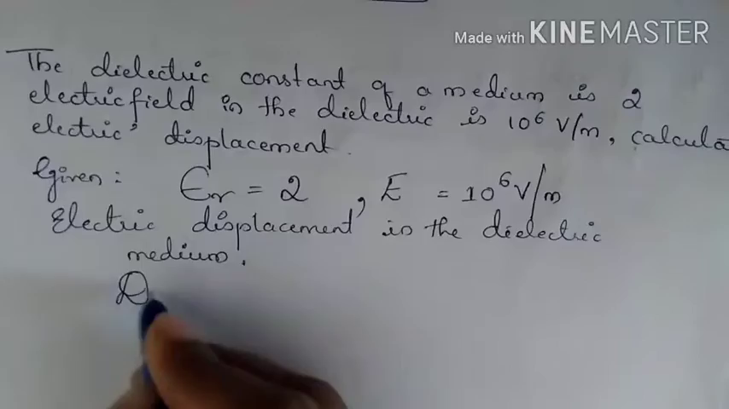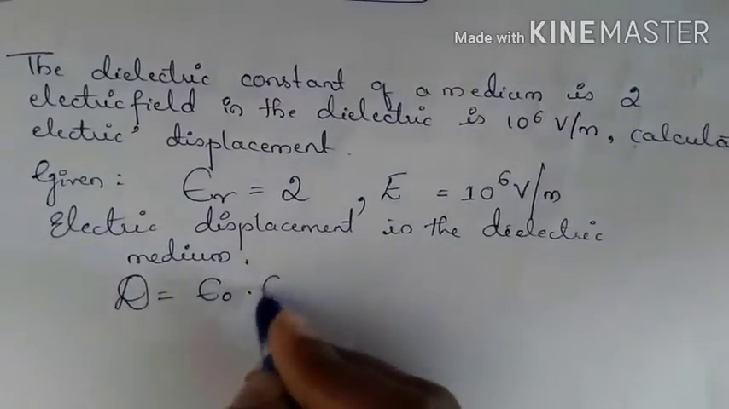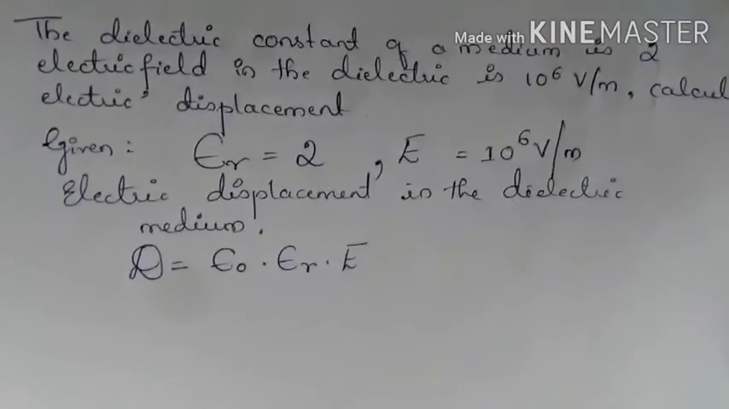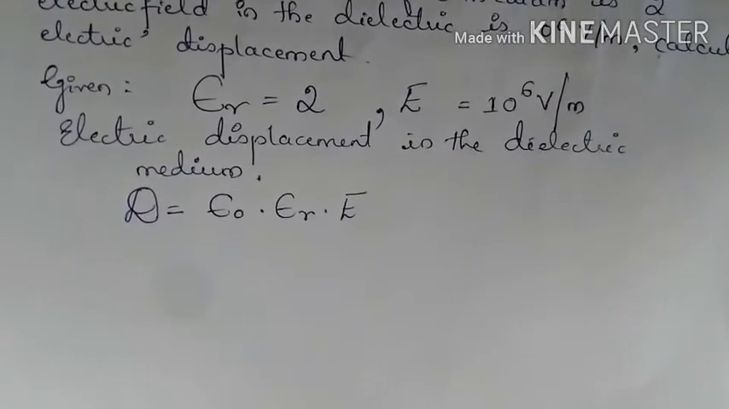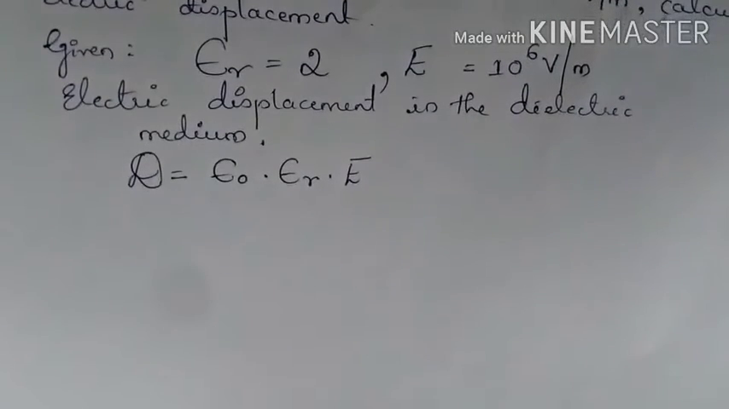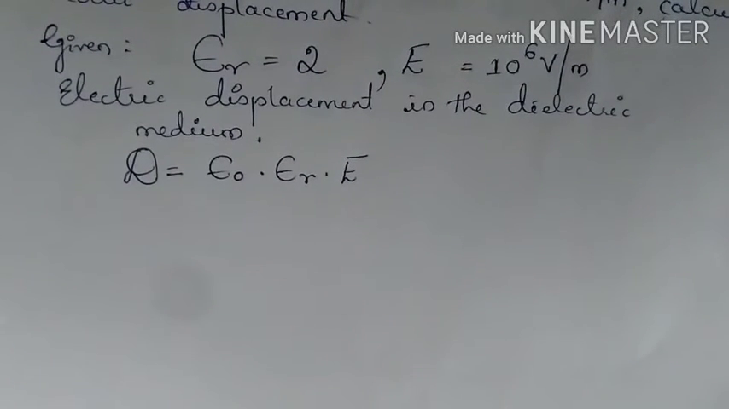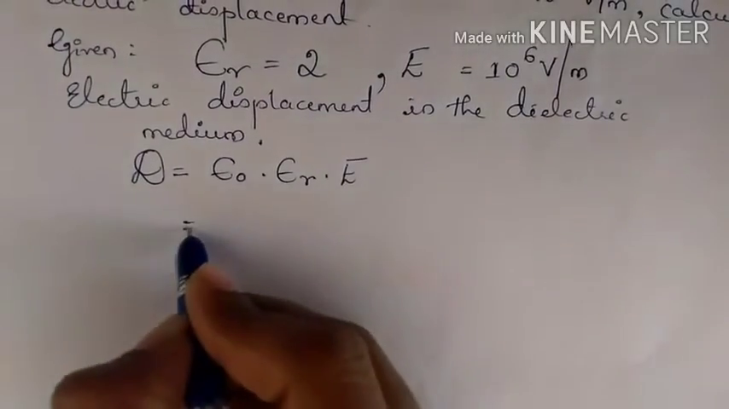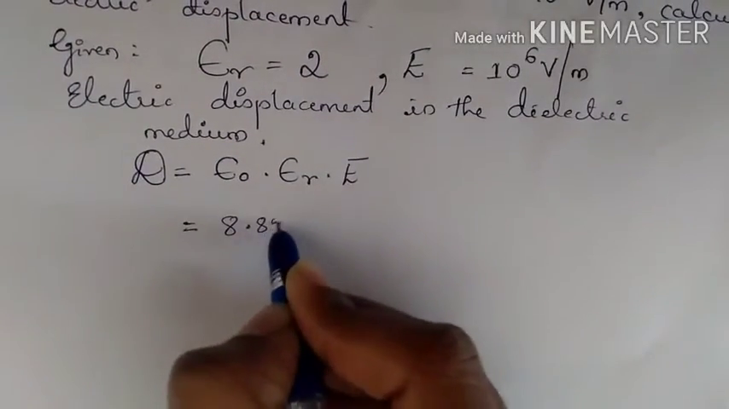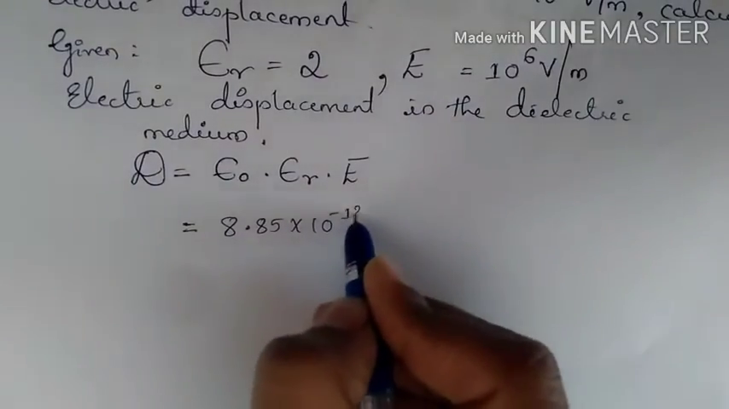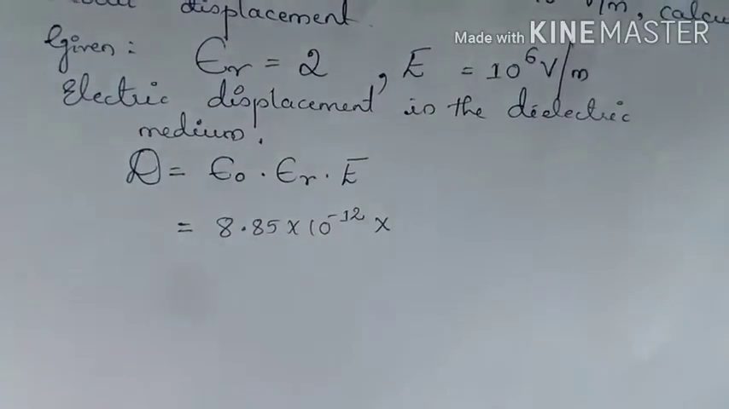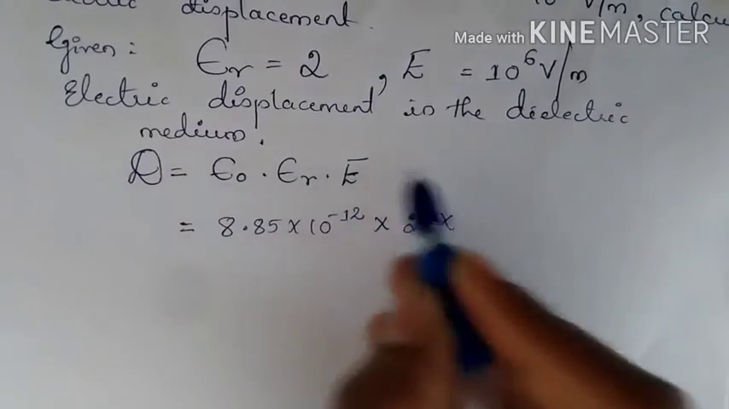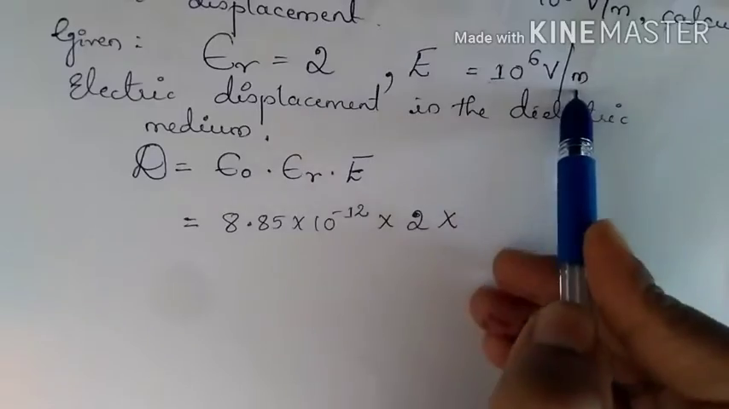So D is equal to epsilon naught into epsilon r into E. D is what here? D is the electric displacement in the dielectric medium. So D is equal to epsilon naught into epsilon r into E. We know the value of epsilon naught, it is 8.85 into 10 power minus 12. Epsilon r is given to us, it is 2. And the electric field E is how much? 10 power 6 volt per meter.